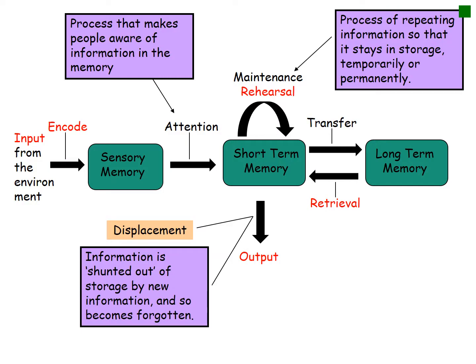Now, this is the best diagram, I think, that explains the multi-store model. You can see in green in the center of the screen, you've got your 3 distinct stores. We've got sensory memory, short-term and long-term. If I explain the process through this picture, information is input from the environment into our sensory memory. It's actually inputted to represent the sense that it's representing.